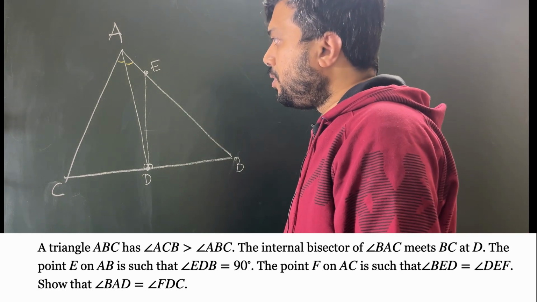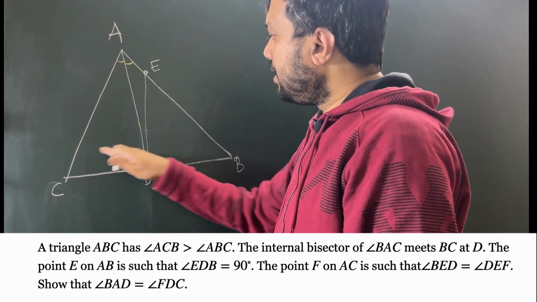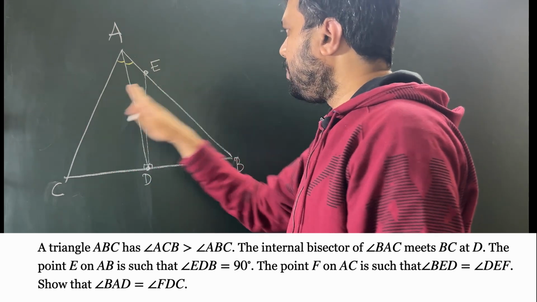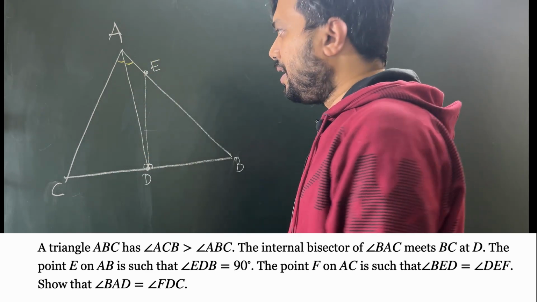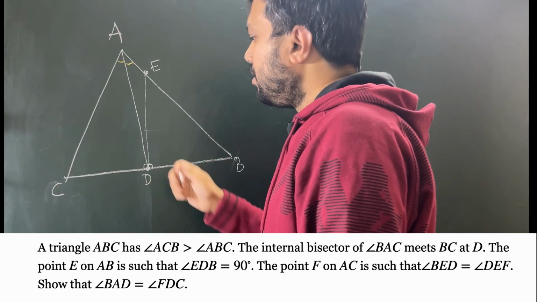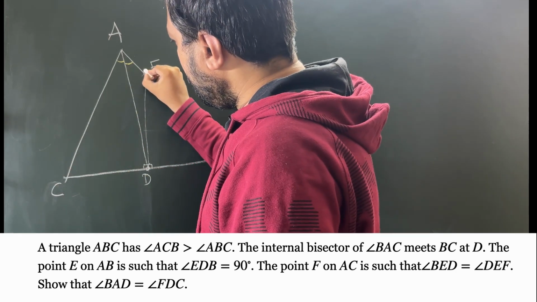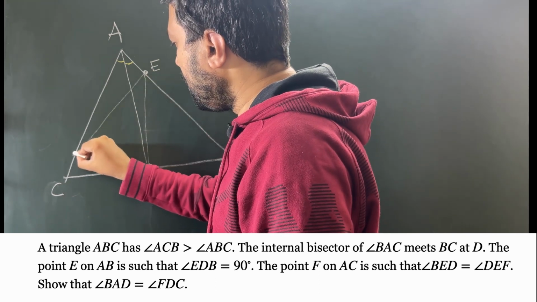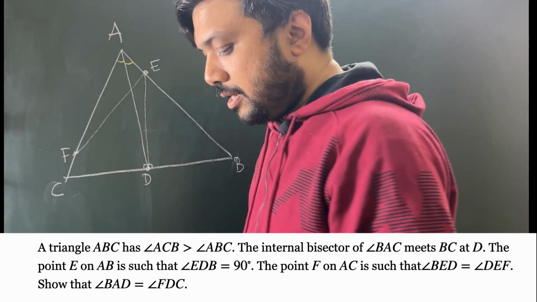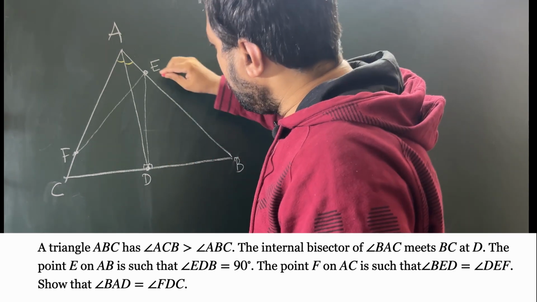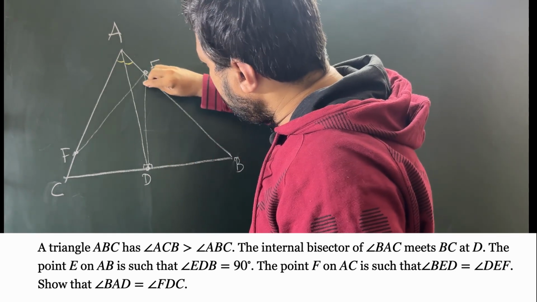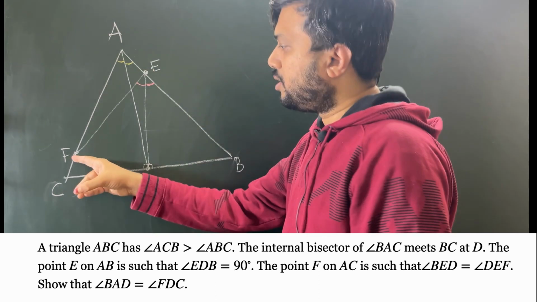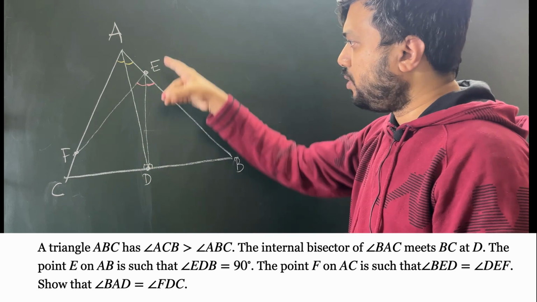Next, what you have to do is locate a point F on AC such that BED equals DEF, meaning you want to reflect BE about ED so that it falls onto a line that cuts AC at F. So let's draw it, something like this. Notice this pink angle and this pink angle are equal. It's constructed in that manner. You're constructing F such that FED is equal to BED.